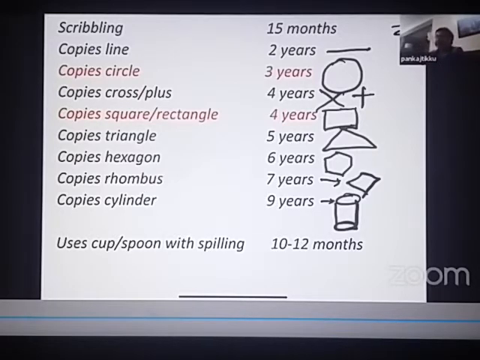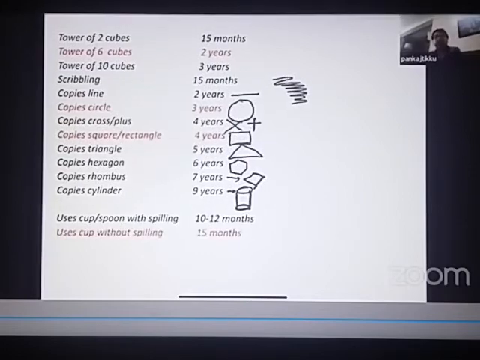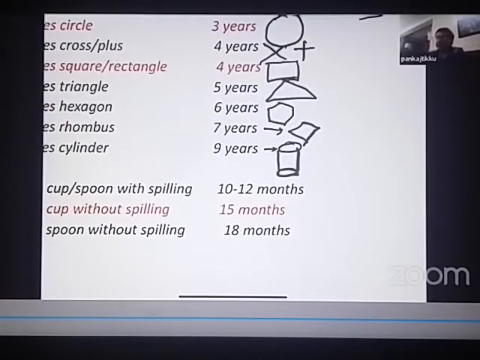When does a child start using a cup and a spoon for feeding? For the first time, he starts using a cup and a spoon for feeding himself at 10 to 12 months, but he spills over most of the content. And he uses a cup without spilling at 15 months and a spoon without spilling at 18 months.